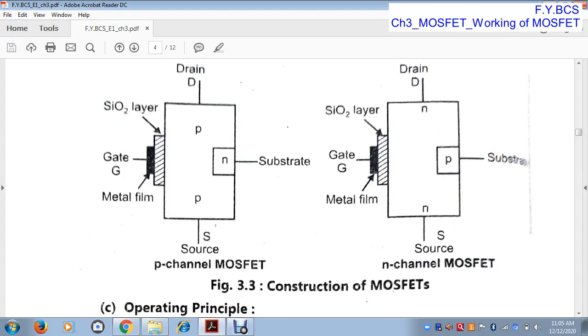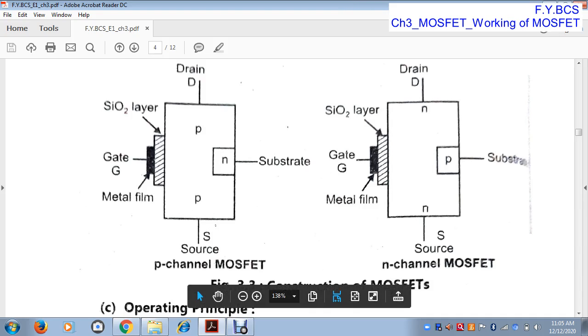Good morning, students. In the previous lecture, we saw the introduction of MOSFET and the circuit symbol of MOSFET. Now, in this lecture, we will see the working principle of MOSFET. So, this is the diagram of P-channel MOSFET and N-channel MOSFET.